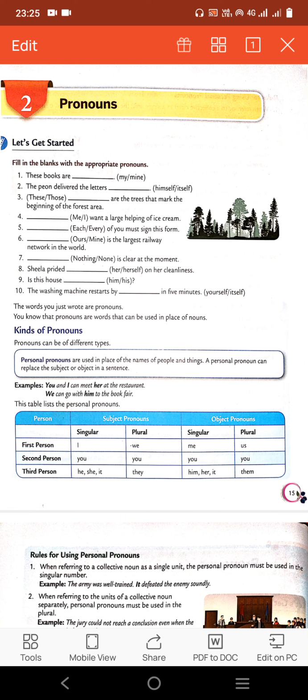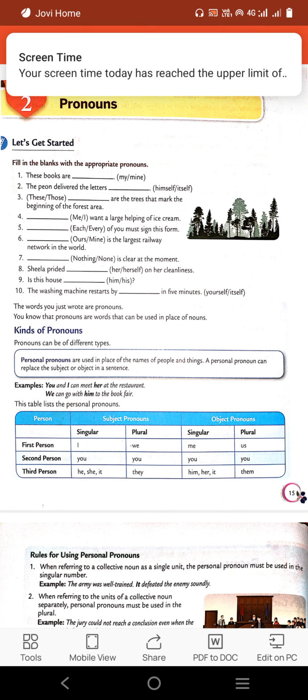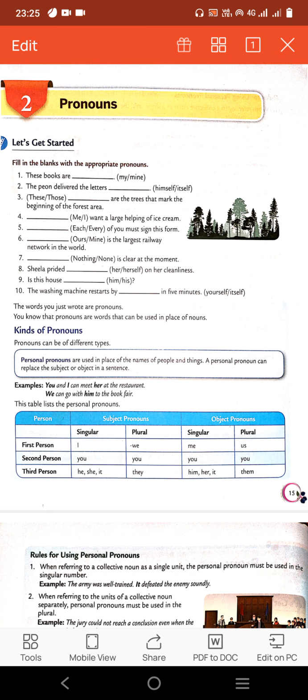Now students, we have to learn different kinds of pronouns. So there are many types of pronouns. At first we have to learn personal pronouns. Personal pronouns are used in place of the names of people and things. A personal pronoun can replace the subject or object in a sentence. So some examples are already mentioned here. You and I can meet her at the restaurant. We can go with him to the book fair.